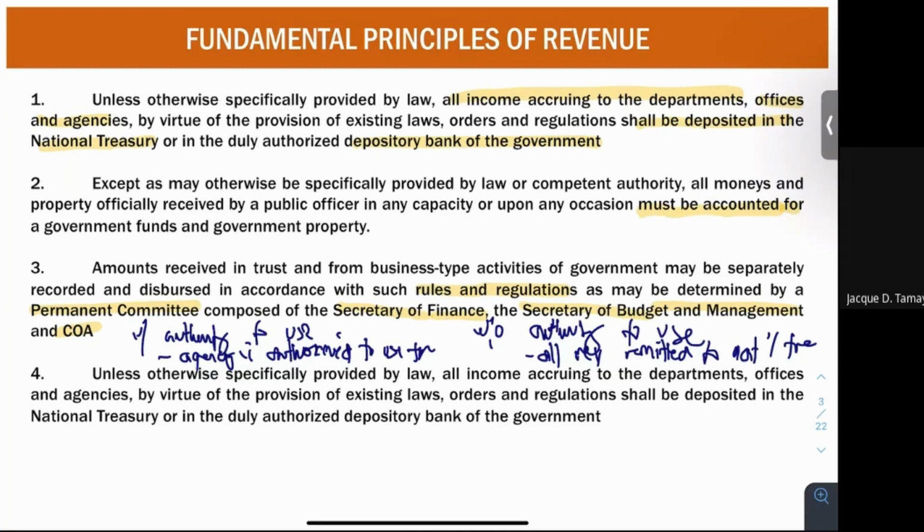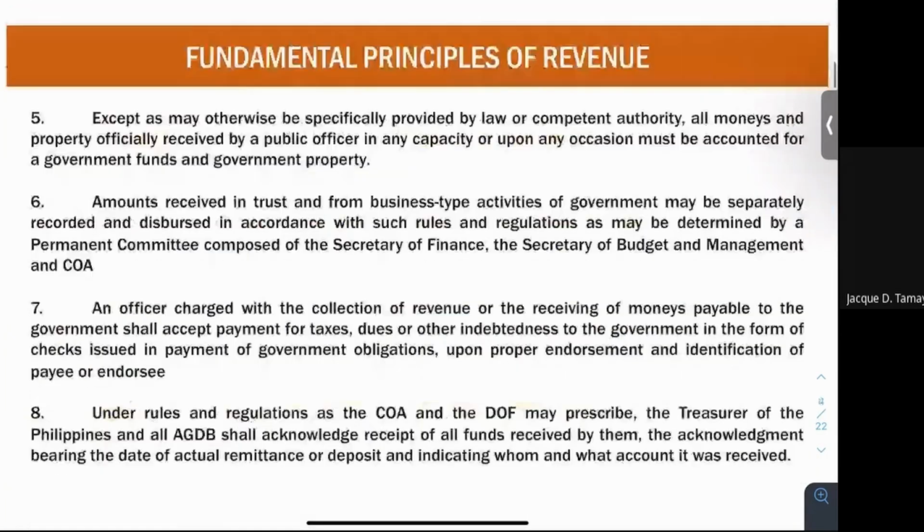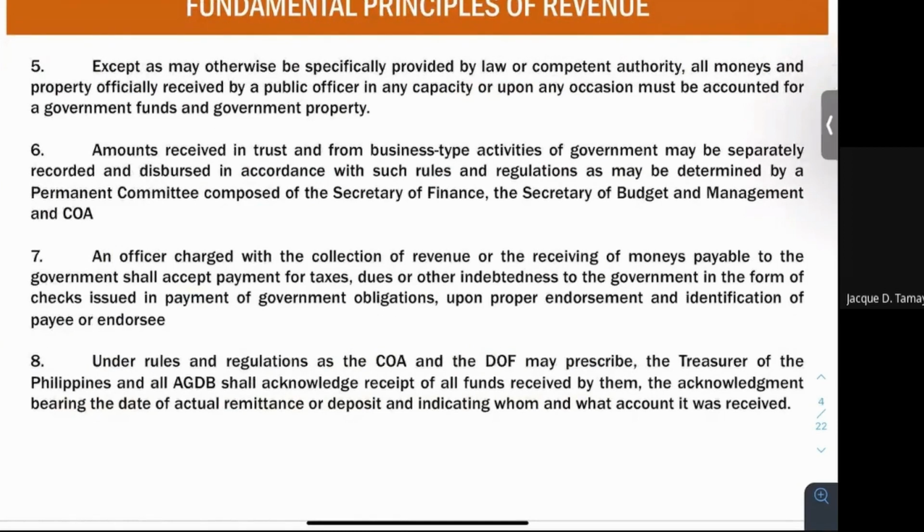Number four, unless otherwise specifically provided by law, all income accruing to the departments, offices, and agencies by virtue of the provision of existing laws, orders, and regulations shall be deposited in the National Treasury or in the duly authorized depository bank of the government. Okay, this is just the same with number one. Number five, except as may otherwise specifically provided by law or competent authority, all monies and property. This is just the same again. I think number seven is the new one here.